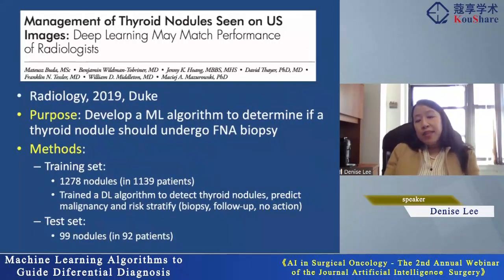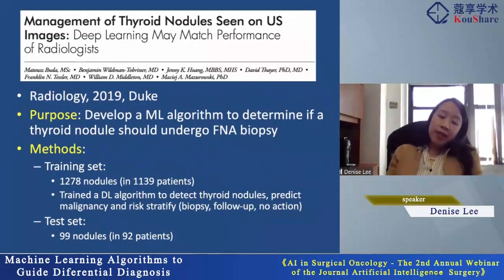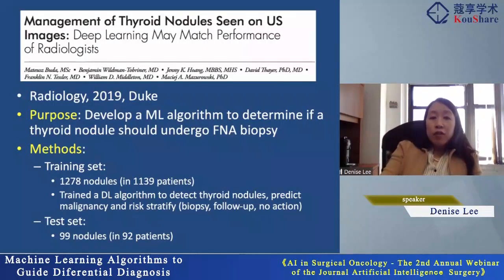This next study from Duke was actually kind of interesting because it took things one step further. Rather than just differentiating benign from malignant, their question was whether they could also develop an algorithm that can predict and advise the next step, whether or not the nodule should undergo an FNA biopsy. They had a training set of over 1,200 nodules, and they trained their deep learning algorithms to detect thyroid nodules, predict malignancy, and risk stratify.